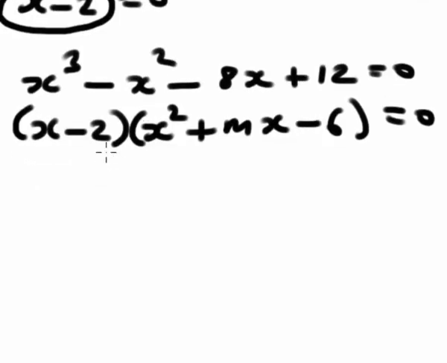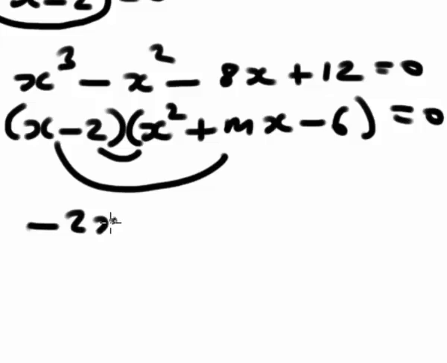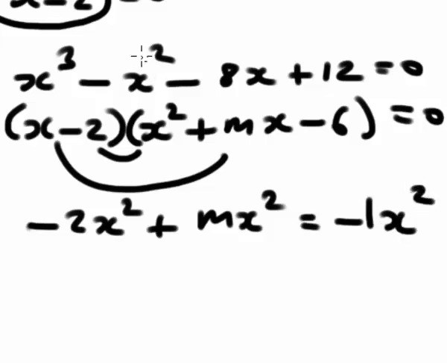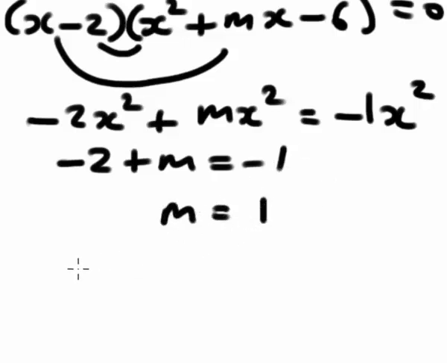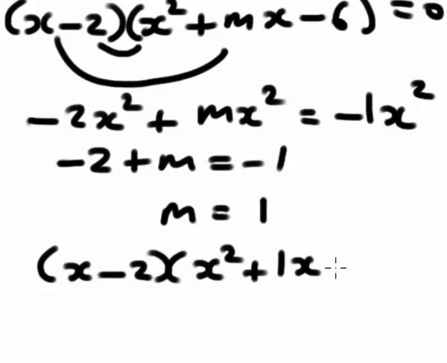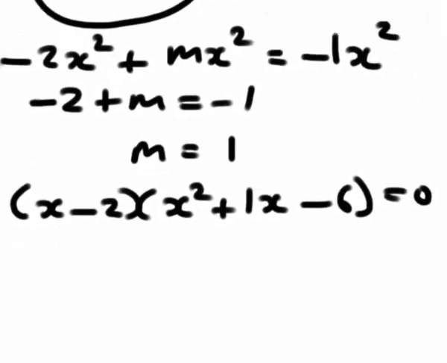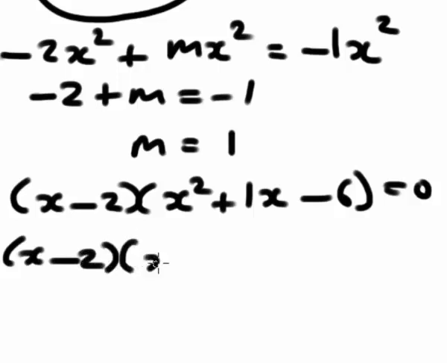Then we do the smiley face, which is negative 2x squared plus mx squared is equal to negative 1x squared. That's the coefficient of x squared, which is minus 1. So we equate these terms and divide throughout by x squared. Minus 2 plus m is minus 1, so m is equal to negative 1 plus 2, which is 1. So our cubic is x minus 2, x squared plus x minus 6. And here we go. So what's that? That's x minus 2, x plus 3, and another repeated bracket there.